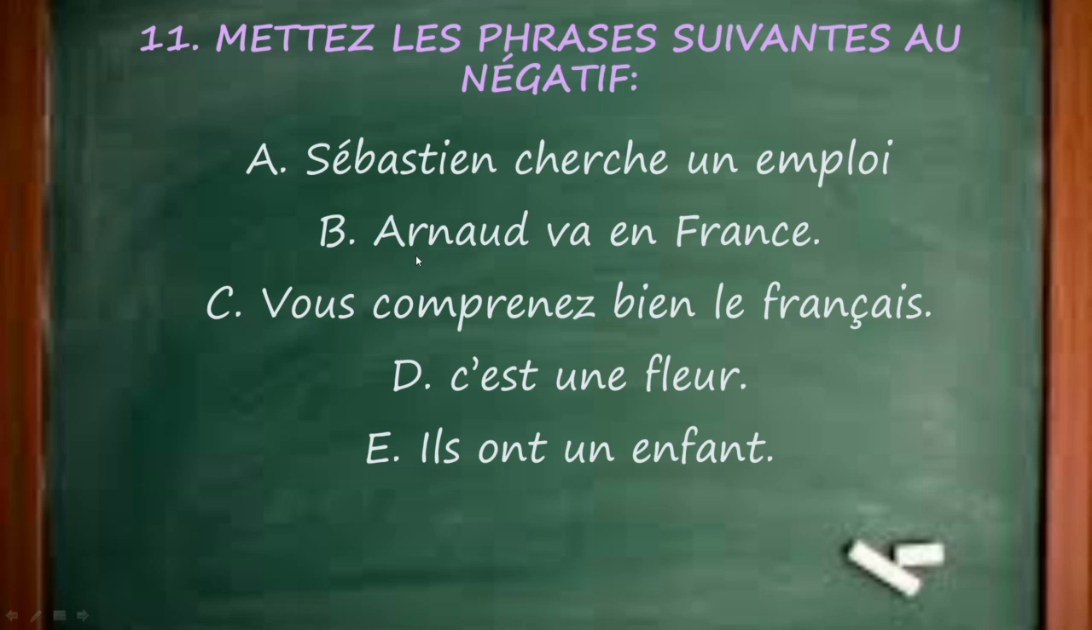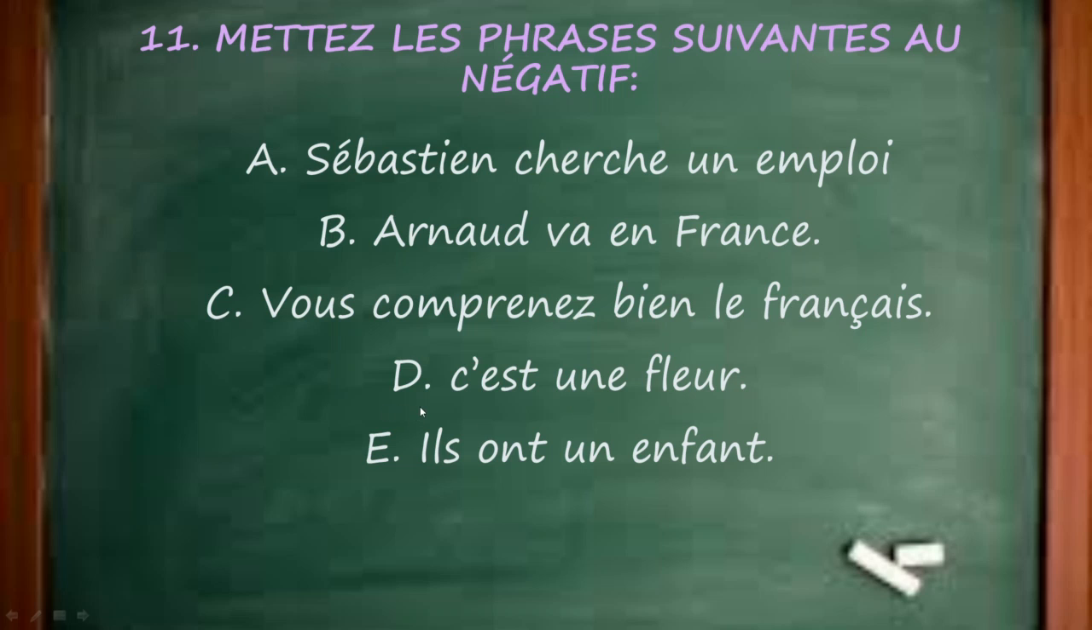So Arnaud ne va pas en France. Actually the verb aller is conjugated here. So va is actually the verb aller. Arnaud ne va pas en France. Then, vous comprenez bien le français. So you understand French well or very well. Here the verb is comprenez, so we will be adding: vous ne comprenez pas bien le français.